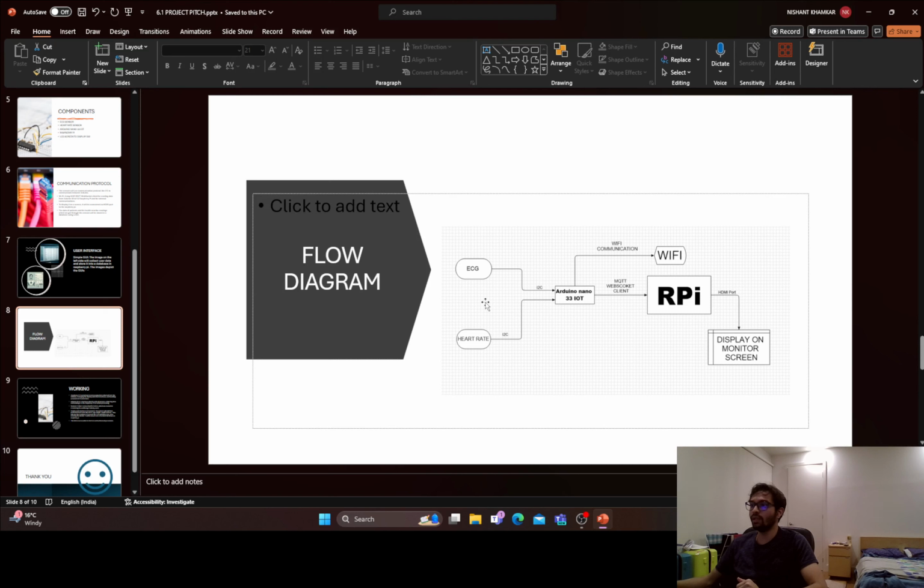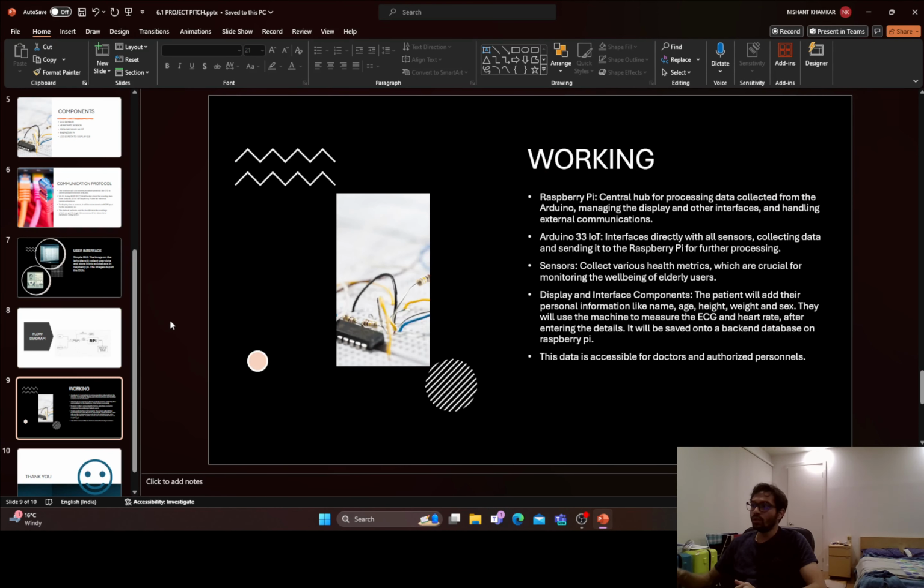Like I said, there are two sensors here connected to Arduino, ECG and heart rate. It will send data to Raspberry Pi. It will be connected over Wi-Fi networks, and the communication will be done by the MQTT WebSocket client. And this Raspberry Pi will display this on a monitor or LCD display using an HDMI port. Like I said, the Raspberry Pi will act as a central computer which will display all the outputs, all the sensor data, and also save the data in a database.